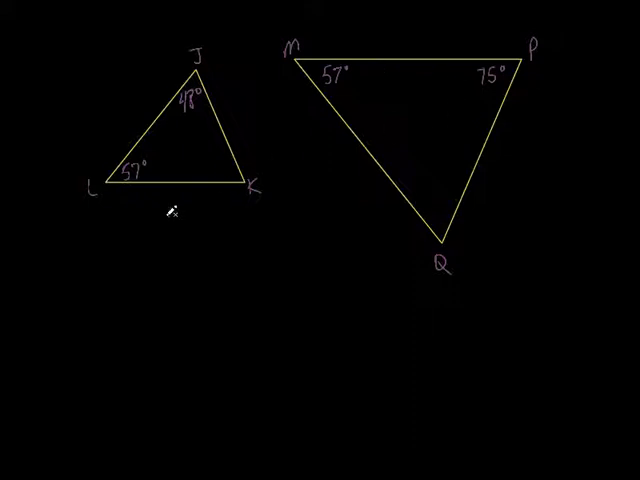Well, look. I got a 57 here and I got a 57 here. All right, that's good. So I got one angle that's equal to one angle. That's not enough. We need two. What about the other one? This is 48 and this is 75. At first glance, it may look like, oh, nope, these are not similar because even though that's equal, these two are not equal. Well, what are we missing? We're missing this one and this one. Let's just see what this angle is right here.